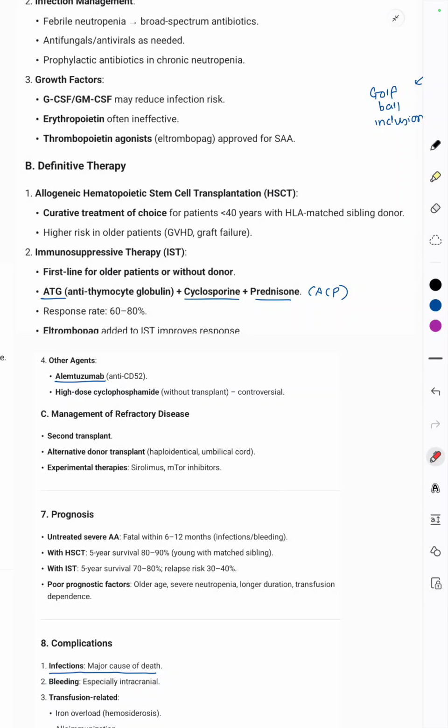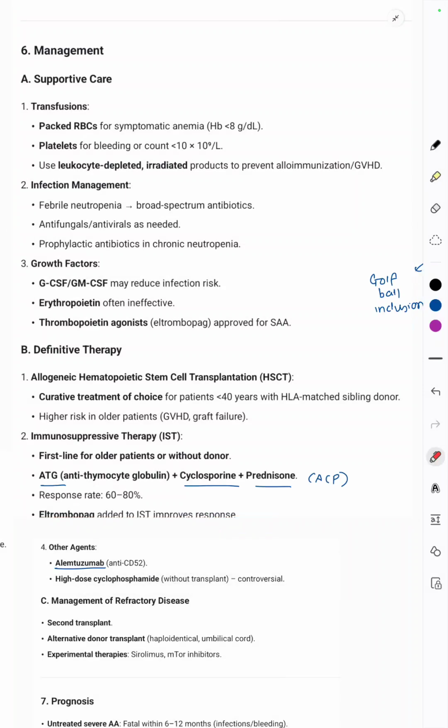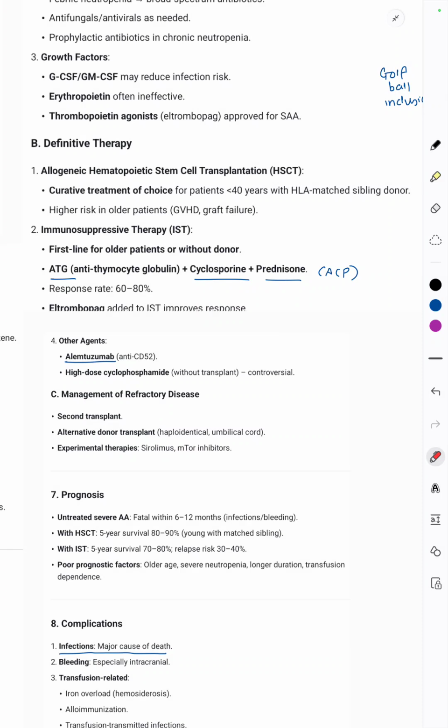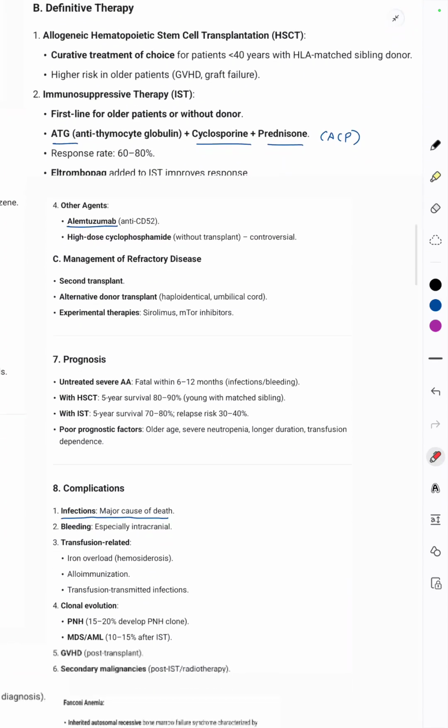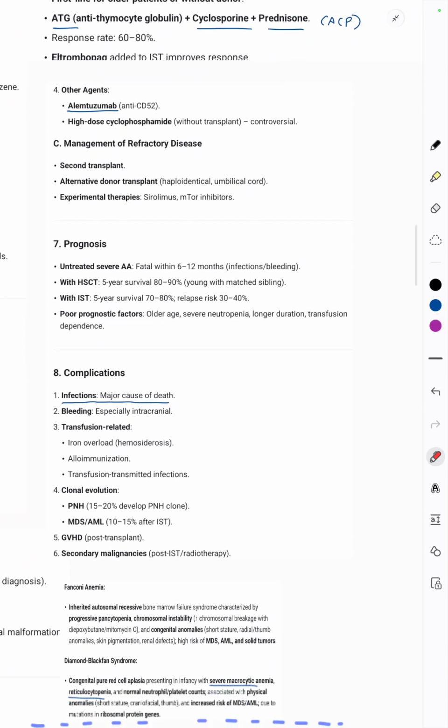Definitive therapy can be allogeneic stem cell transplant, which is the curative treatment of choice. Apart from that, immunosuppressive therapy, that is IST, is the first line for older patients. Then cyclosporine, prednisolone, and antithymocyte globulin can be given. Other agents are alemtuzumab, and for management of refractory disease, we go for alternative donor transplant and sirolimus.